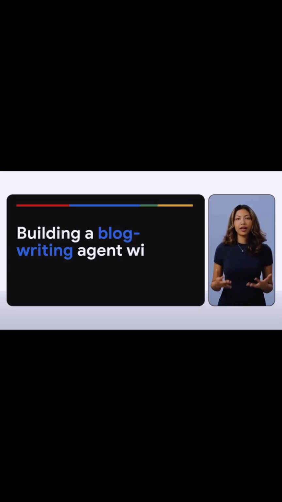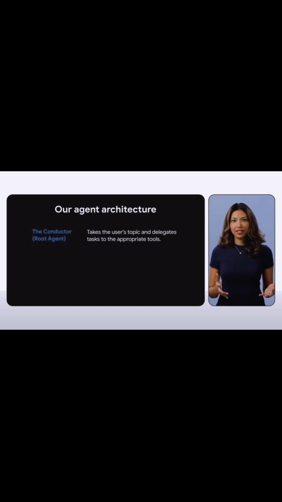We'll build a blog writing agent. You give it a topic, it will generate a structured outline, turn that outline into a full blog post, and then suggest alternative titles and hooks. This is where ADK's agent categories come in.